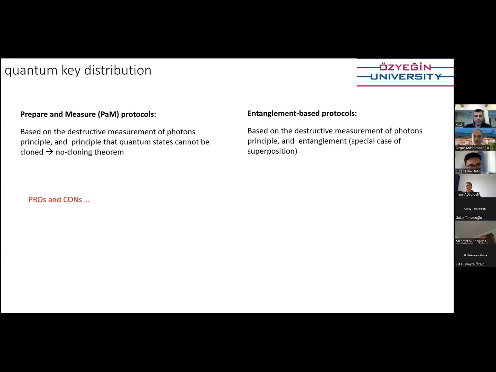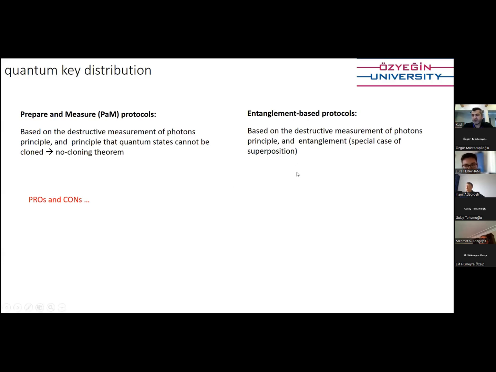So yesterday, I mentioned the prepare and measure protocols and entanglement-based protocols. There are advantages and disadvantages of these kind of protocols. So prepare and measure protocols, you know, in the papers, if you look at figures, there is Alice and then there's an arrow to Bob. So which means Alice is the transmitter, Bob is the receiver. In this configuration, we call the protocol a prepare and measure protocol, which means Alice is preparing the states and Alice knows what she prepares, and then Bob measures the states and knows what he measured, and that's how you establish a key between Alice and Bob.